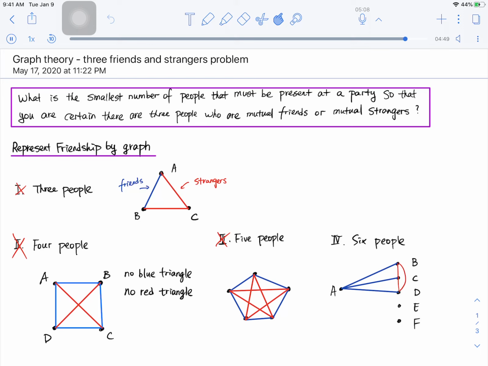But then B, C, and D form a red triangle, where B, C, and D are the 3 mutual strangers. And that's the end of the proof, which is quite simple, but yet very powerful.